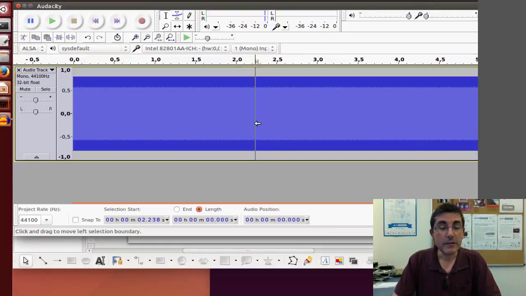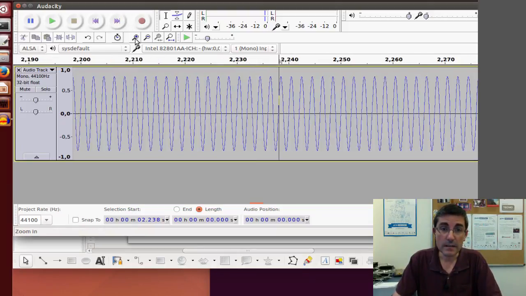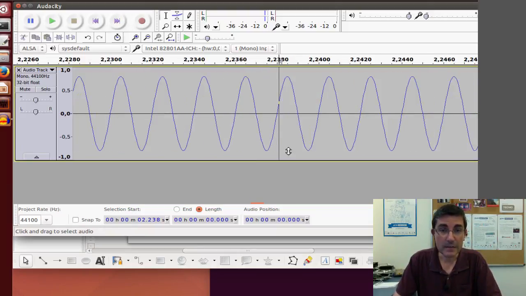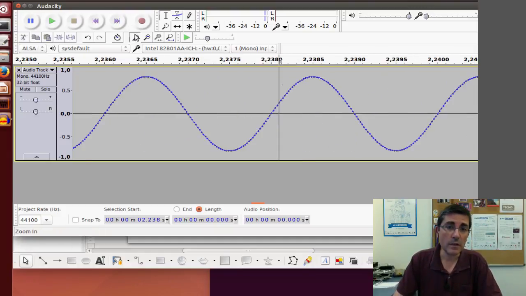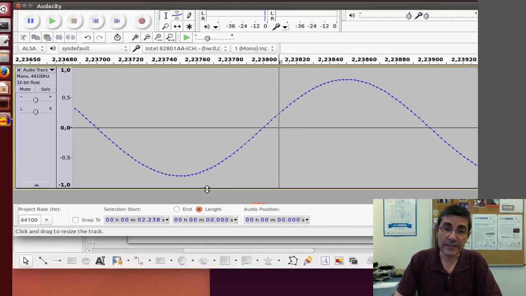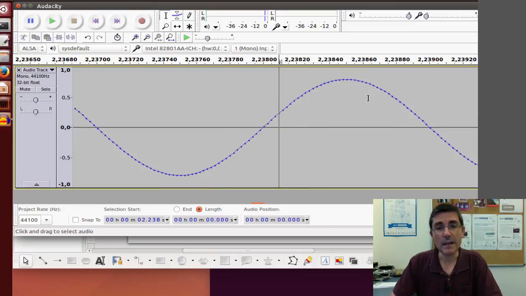Okay. In order to see that it's periodic, we can zoom into it, and here we see the sinusoidal oscillation, the periodic oscillation of a sine wave. If we zoom even more, we're going to start seeing the samples that are present in this signal. This is a discrete signal, so we have generated this signal at 44,100 Hertz, so we'll have that many samples per second.